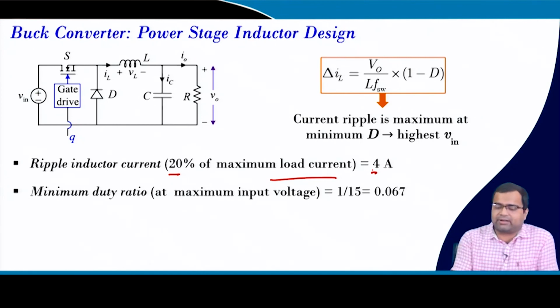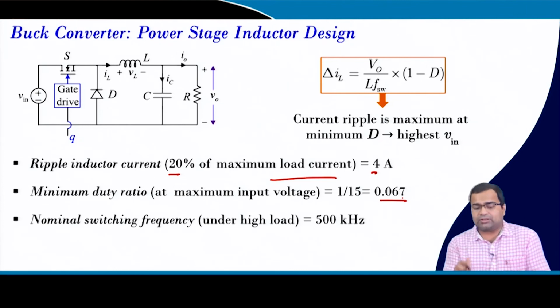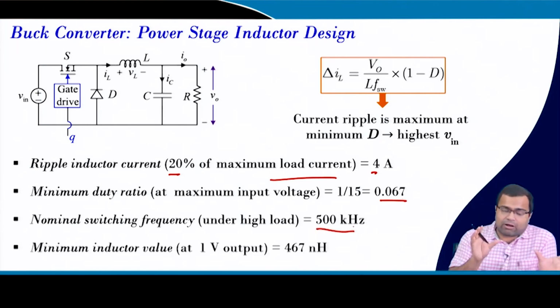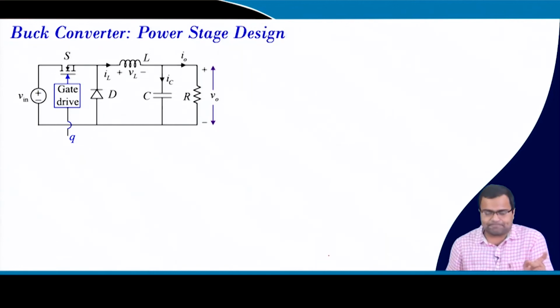we should calculate this ripple at the highest input voltage, because the ripple will be worst there. Then that will give us the duty ratio range, and at that duty ratio, if we take a nominal switching frequency of 500 kilohertz, then our minimum inductor value should be 467 nanohenry, and in our simulation we took 500 nanohenry or 0.5 microhenry.